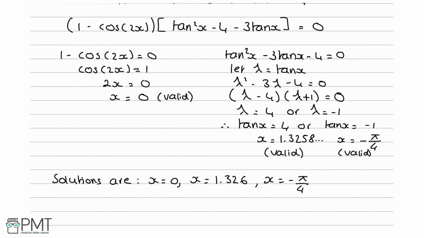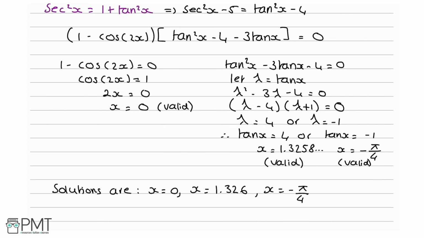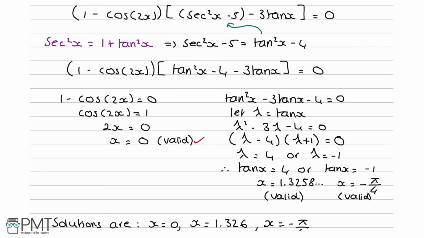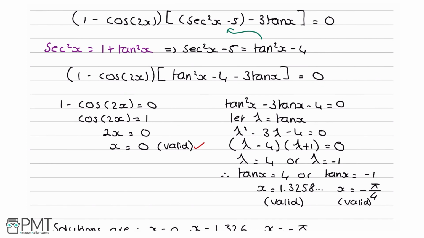So this question is worth 6 marks. Your first mark comes from doing the work to get that x equals 0 as the first solution. Your second mark comes from using secant squared x equals 1 plus tan squared x, substituting that for secant squared x minus 5, and by extension getting that 1 minus cosine 2x times tan squared x minus 4 minus 3 tan x equals 0.